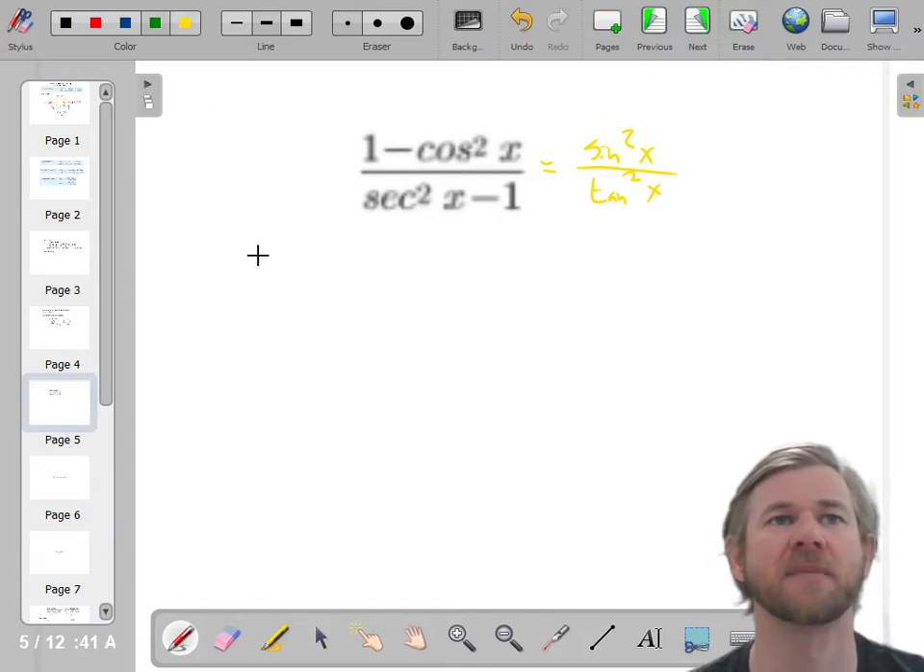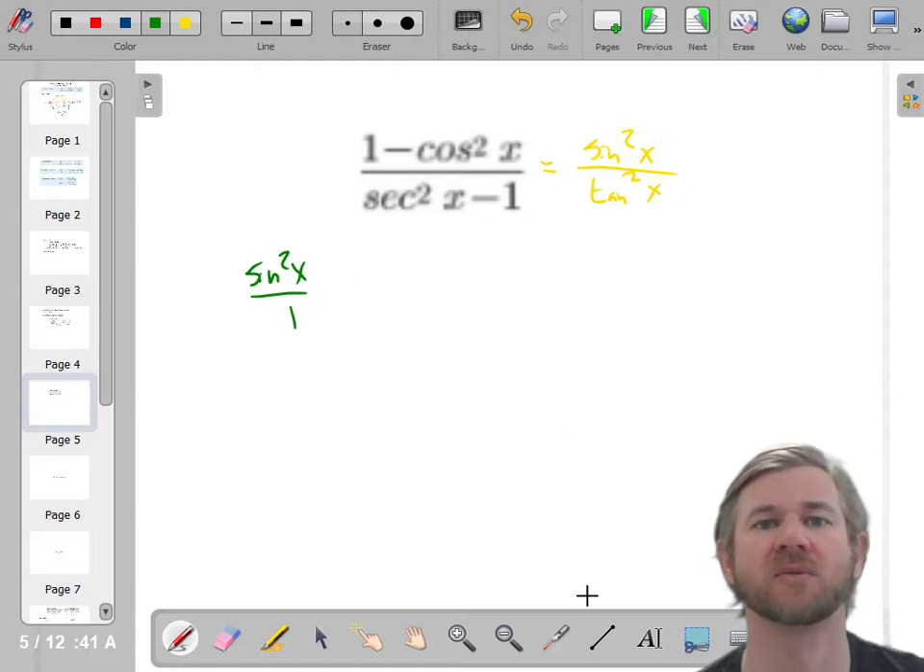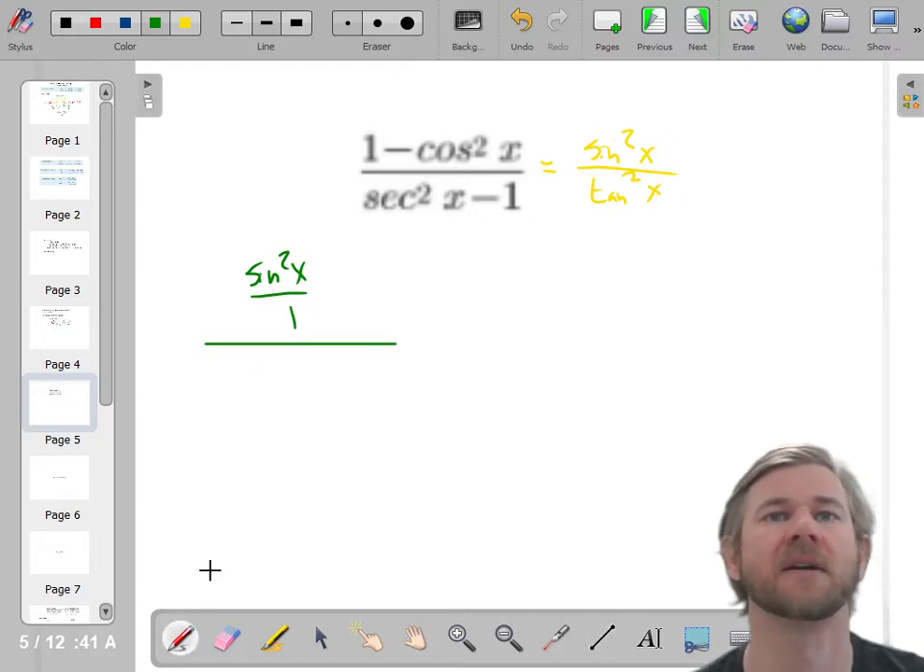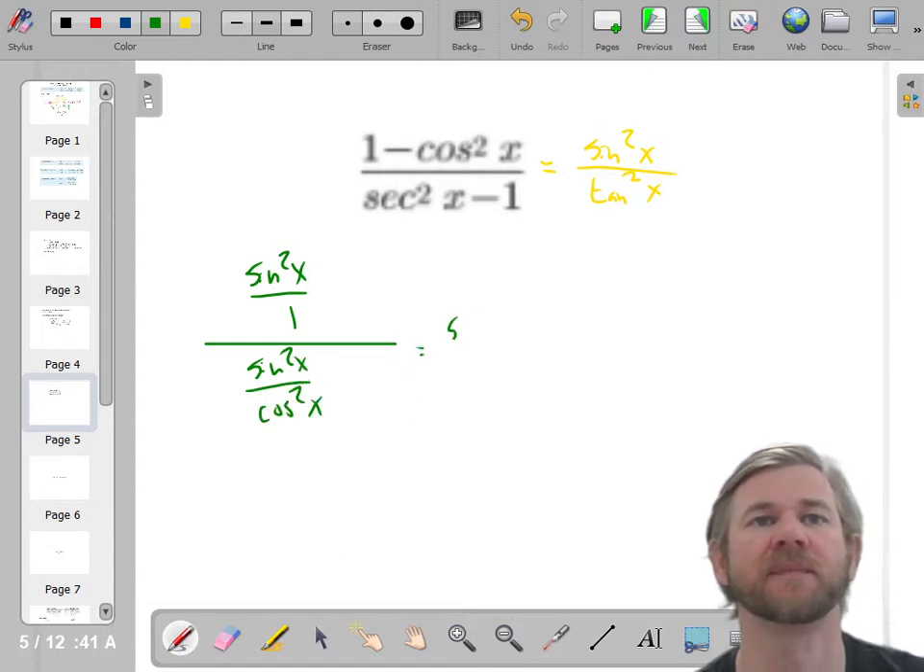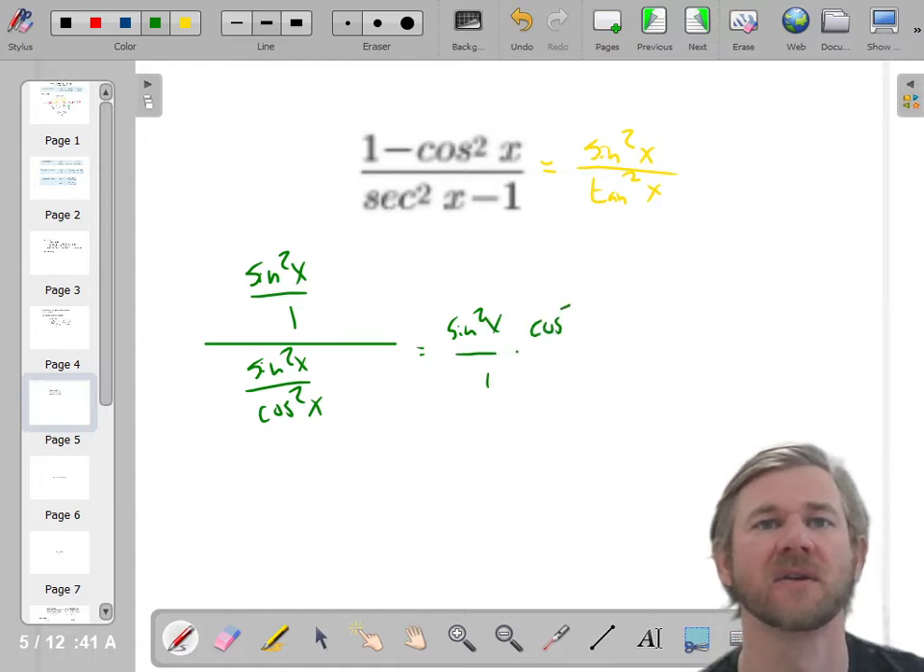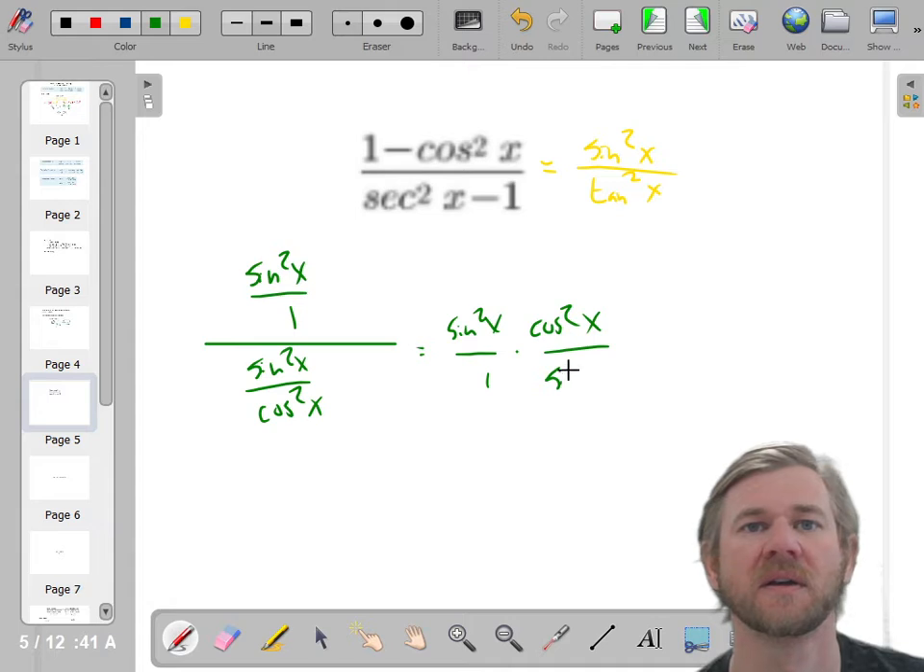And then I can do copy, change, flip really quickly. Sine squared x, that's in the numerator, sine squared over 1. And then in the denominator, I have tangent squared, which is sine squared x over cosine squared x. And when you copy, change, flip, you get sine squared x over 1 times, you flip this, cosine squared x over sine squared x, and those cancel, and you end up with cosine squared x.